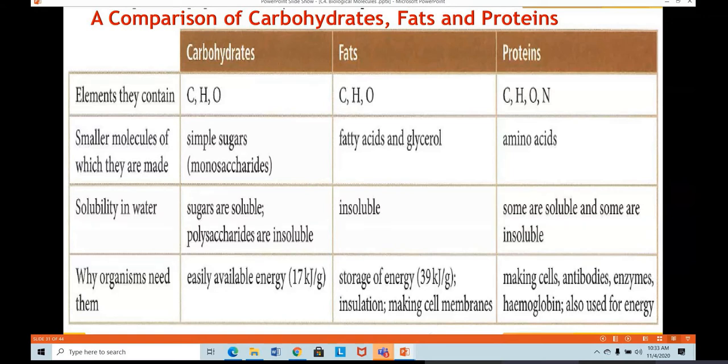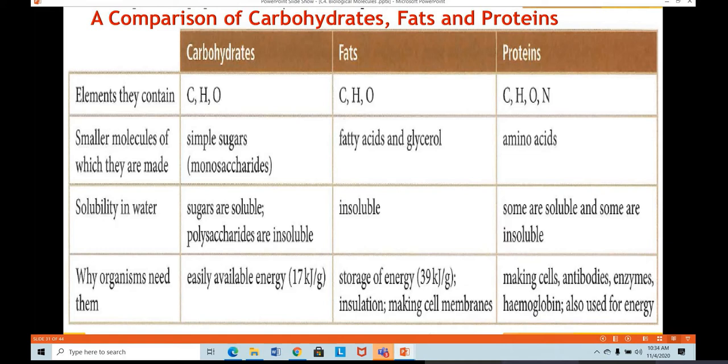Fats. Elements they contain are carbon, hydrogen, and oxygen. Smaller molecules of which they are made are fatty acids and glycerol. Solubility in water: they are insoluble. Why organisms need them? They are used to store energy, 39 kilojoules, for insulation, and for making cell membranes.